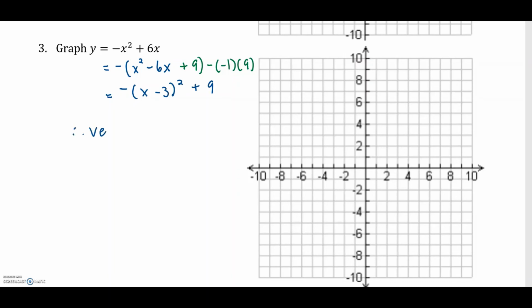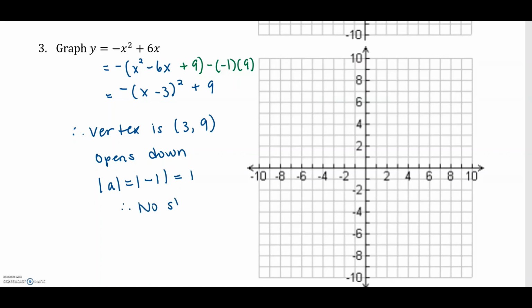Therefore, we can identify our vertex: positive 3, positive 9, and our parabola opens down. And the absolute value of a is equal to the absolute value of negative 1, which is just positive 1. Therefore, there's no stretch or compression.